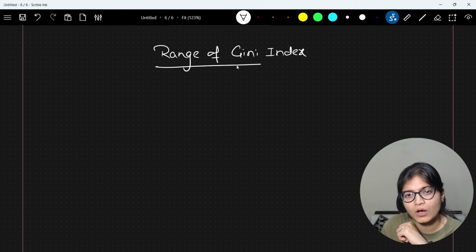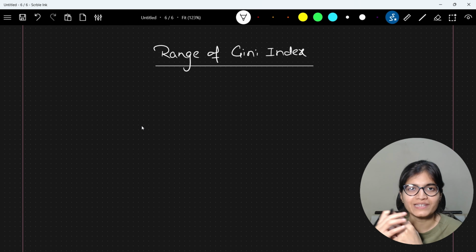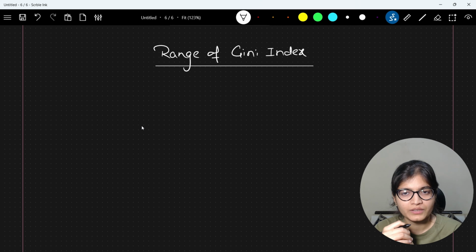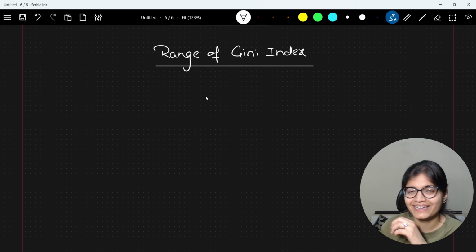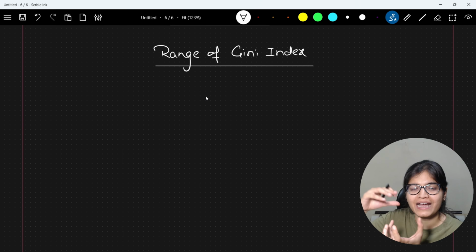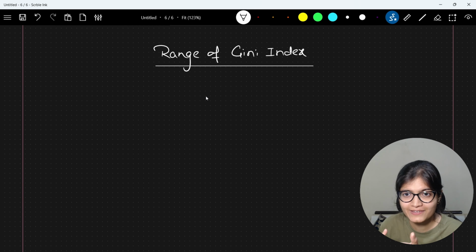So in this case, if you observe, what is a pure sample? The pure sample is where at the very end you will have either all the values as yes or all the values as no. That's where you say that the sample is very pure, which means the value of the Gini index will be 0.